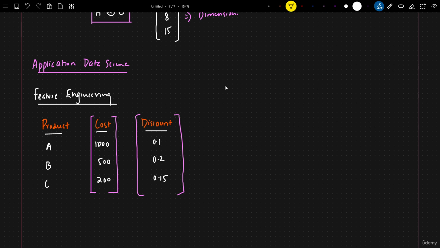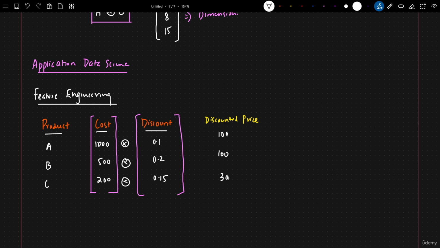From this, we will be able to derive another feature called final cost. How do I derive it? Here I will just do element-wise multiplication. Let's say the feature that I want to create is my discounted price, how much discount we are calculating. If we do the element-wise multiplication, you'll see 1000 multiplied by 0.1, so a $100 discount is there. Here, 20%, again $100. If I say 15%, then $30 is over here.